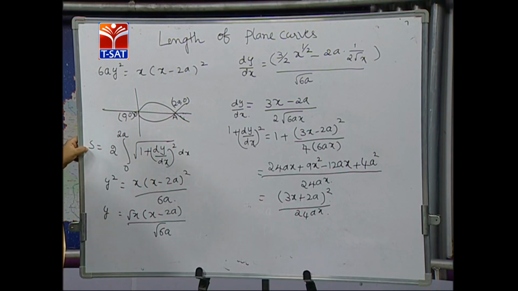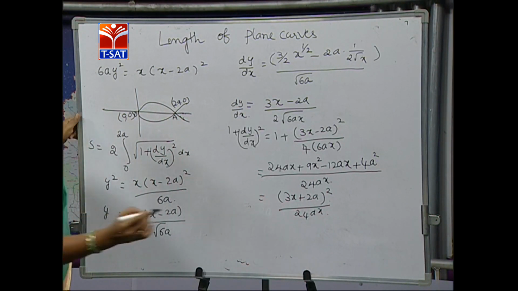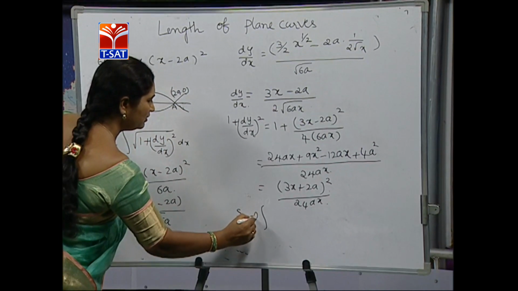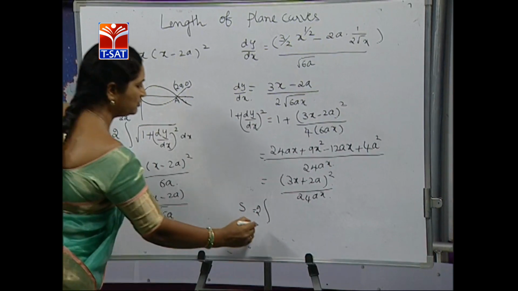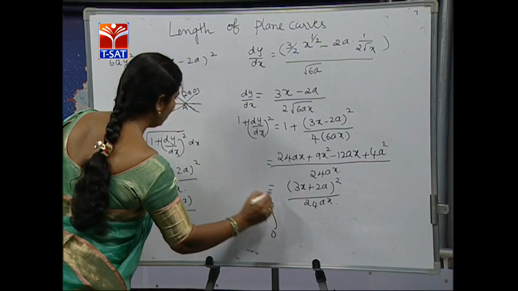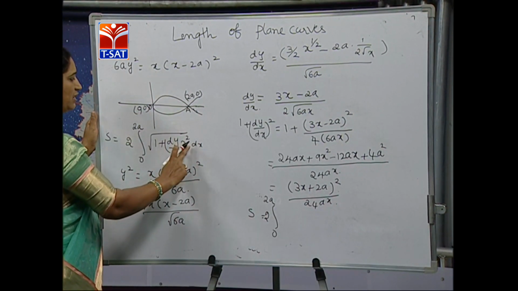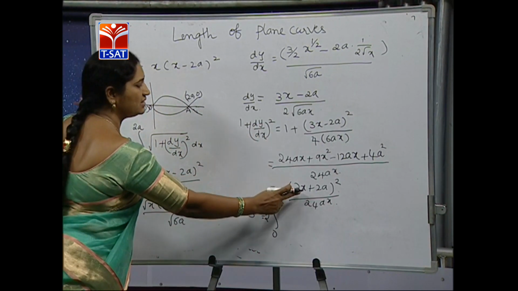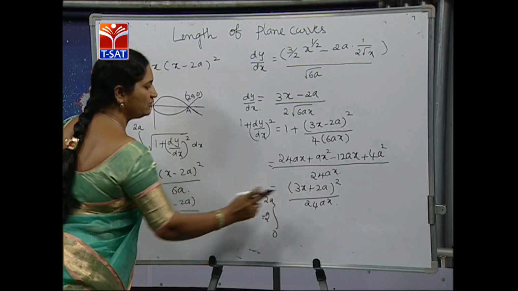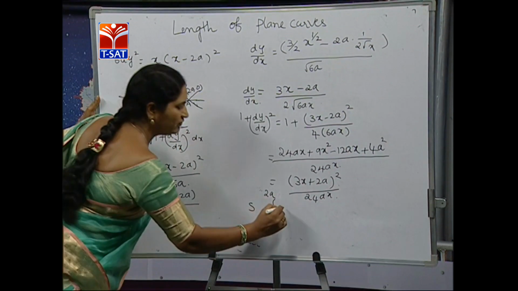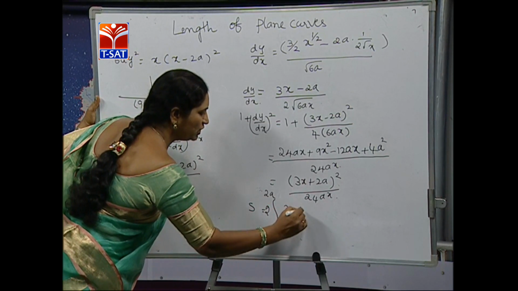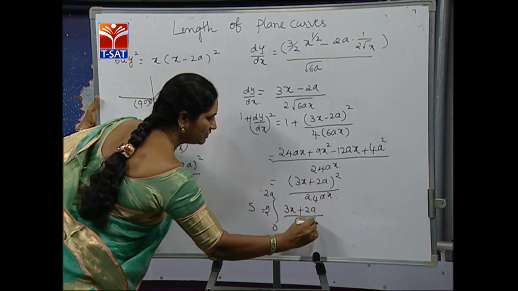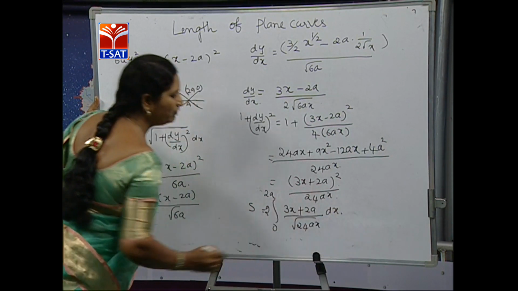S is equal to, so in this formula, what is the S value? S is equal to 2 times the integral with limits from 0 to 2a of the square root of 1 plus (dy/dx)² dx. What is 1 plus (dy/dx)²? This is (3x + 2a)² by 24ax. If you take the root, what will we get? (3x + 2a) by the square root of 24ax into dx. Now, we need to integrate this.